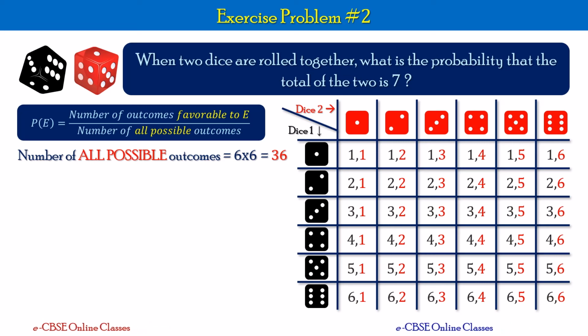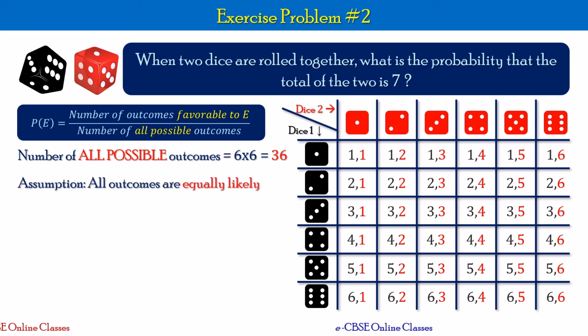That is 36. Now, my assumption here is all outcomes are equally likely, correct? Because there is no bias in the dice. I am assuming that it's a fair dice and there is no single outcome being any more possible than the other outcome. So all these are equally likely.